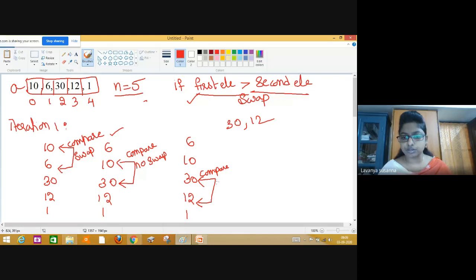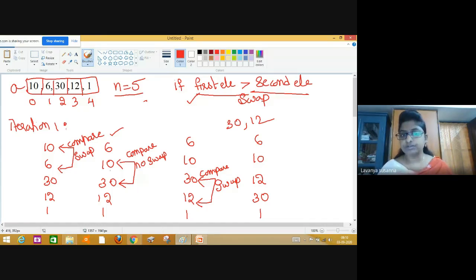Now 30 is the first element, the second element is 12. 30 is greater than 12. Yes, it is true, right? When the first element is greater, you need to swap. 12 goes up, 30 comes down. Swap. Write down these elements, 6, 10, then 12 goes up, 30 comes down. Swapping. Write down 1 as it is.